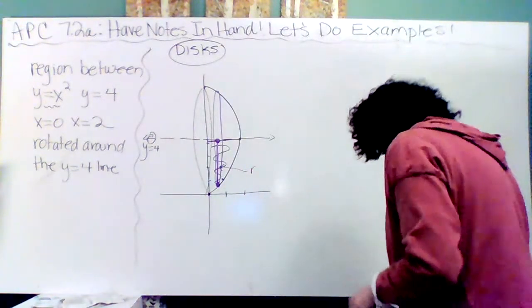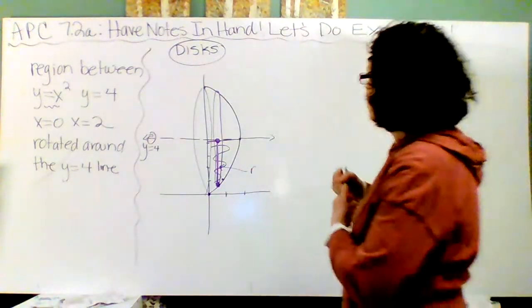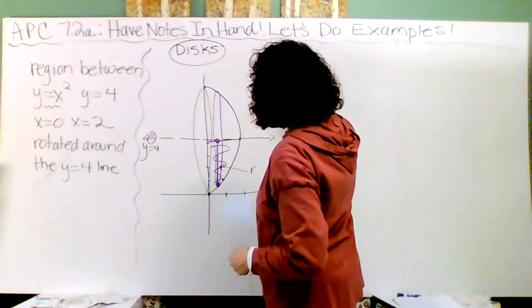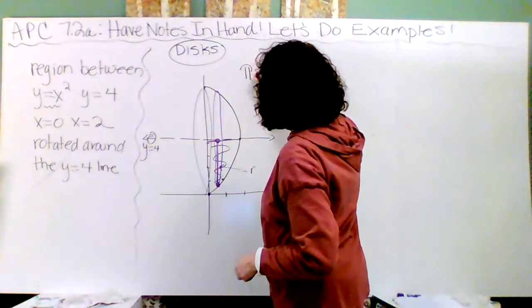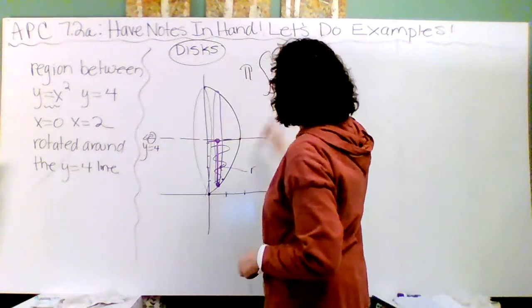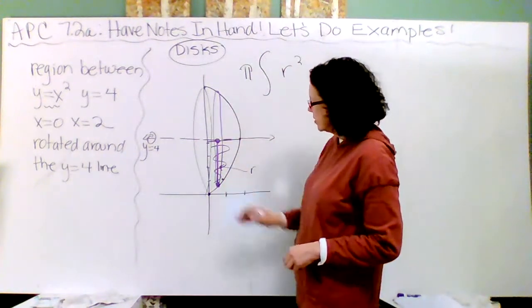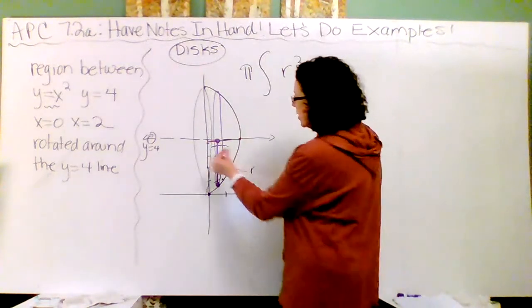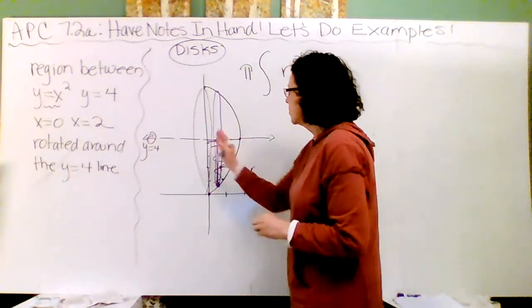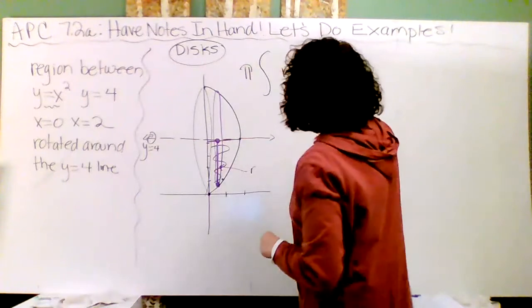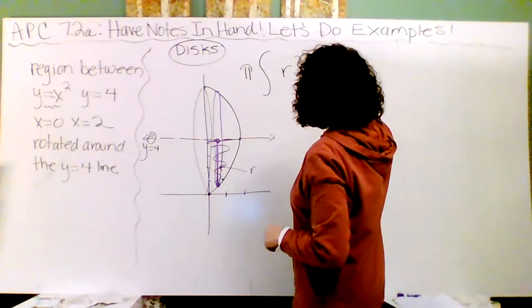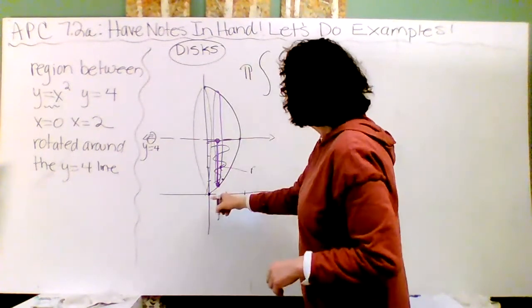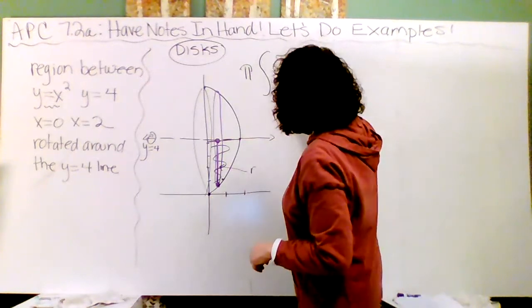Okay, let's go ahead and write our integration. We are integrating pi r squared. And my cylinders are perpendicular to the x-axis. And not only that, they have a thickness of dx, and I'm collecting them across the x-axis, so I have dx. My x's are going from 0 to 2.